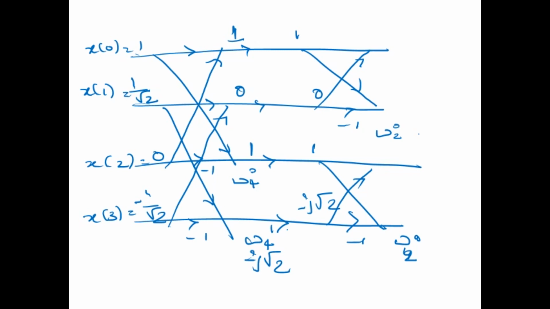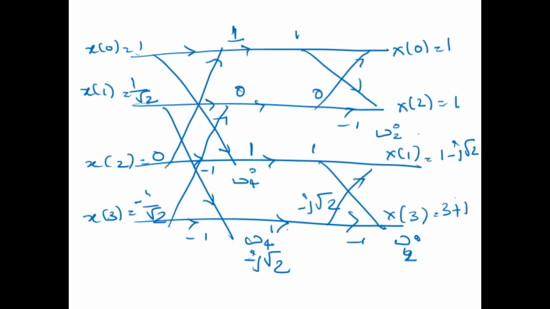So x of 0 is 1, 1 plus 0 is 1, 1 minus 0 should be multiplied by 1, that means it is also 1. Then x of 1, 1 minus j root 2, x of 3, 3 plus j root 2.